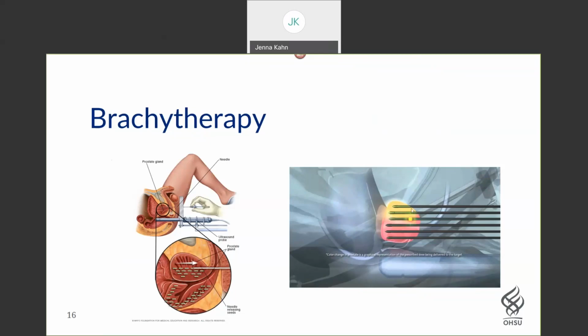There's also high dose rate brachytherapy, where the needles are placed into the prostate, and you can see here this would be the source of radiation that goes in through each needle and comes out. So no radiation source stays in the patient while they're getting their treatment.